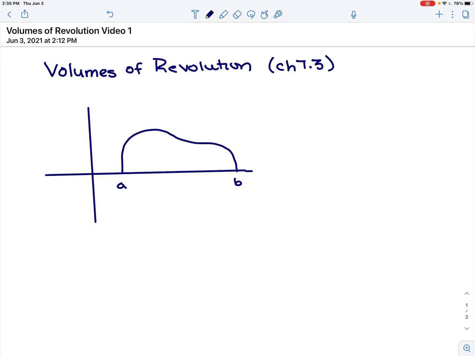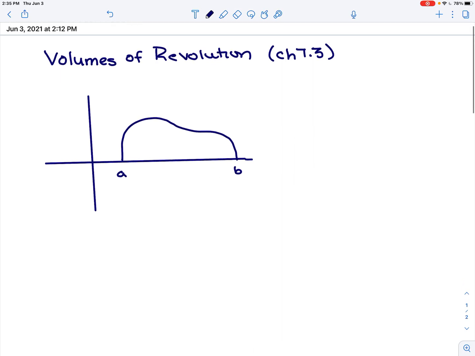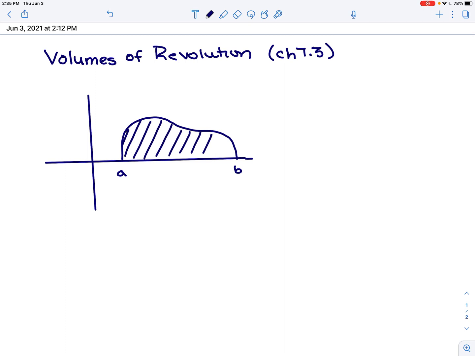We're going to look at volumes of revolution. In the textbook, this is chapter 7.3. If we have an area, let's take this area here, and we'll assume that this curve is f of x. Strange looking curve, I know. Then what we're going to do is revolve this 360 degrees around the x-axis.